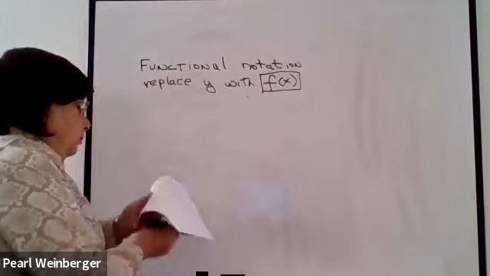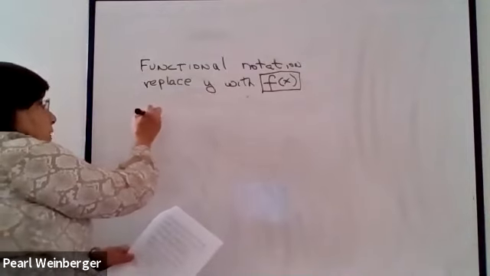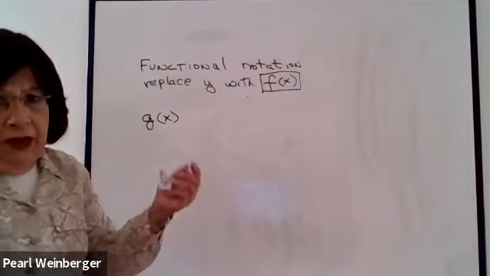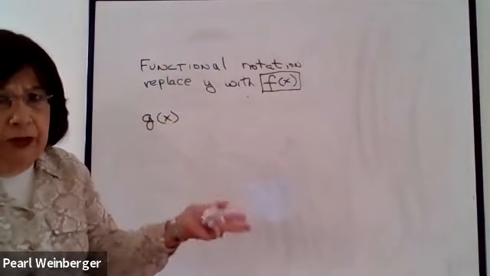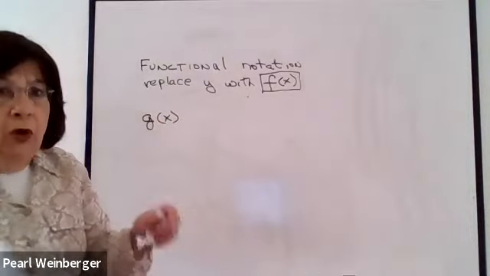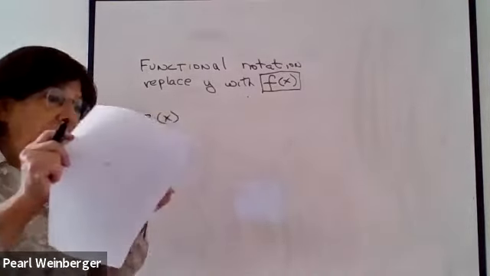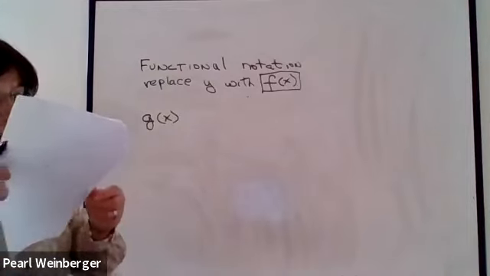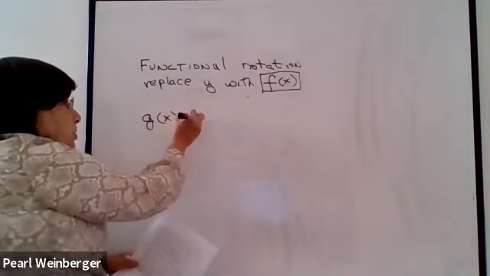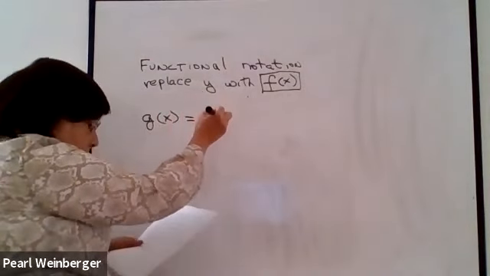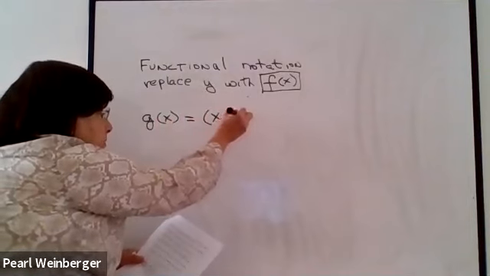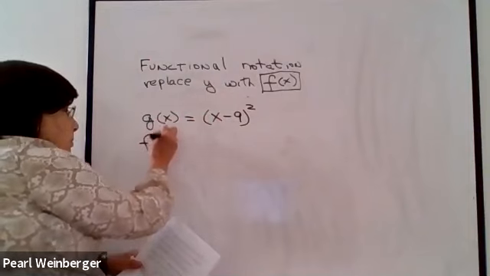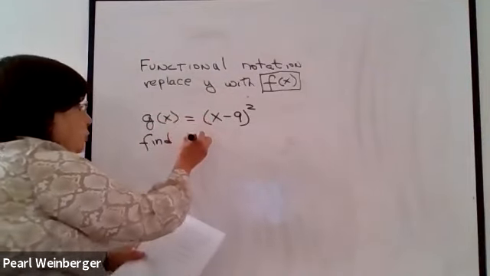I'm going to erase this. Let's not use f of x, let's use g of x. Remember, any letter, basically letters like F, G, or H, those are the basic letters used for functions, with a parentheses and either a number or a letter next to it, is functional notation. Suppose I tell you that g of x is equal to x minus 9 squared, and I want you to find g of 4.